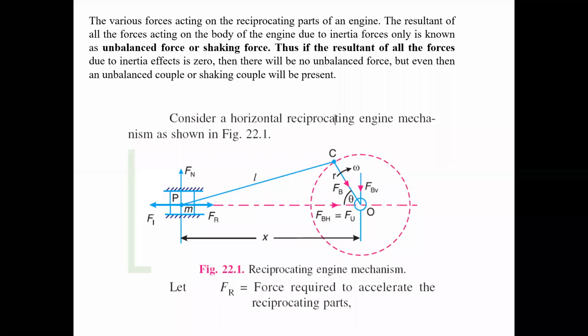Now, what forces are there? First, we will get to know those forces. Let us take the reciprocating engine mechanism, that is, our single slider crank chain. Observe the single slider crank chain mechanism. Here, some forces are represented. Those are F suffix R. F suffix R means the force required to accelerate the reciprocating parts, and we are representing that as the FR value.